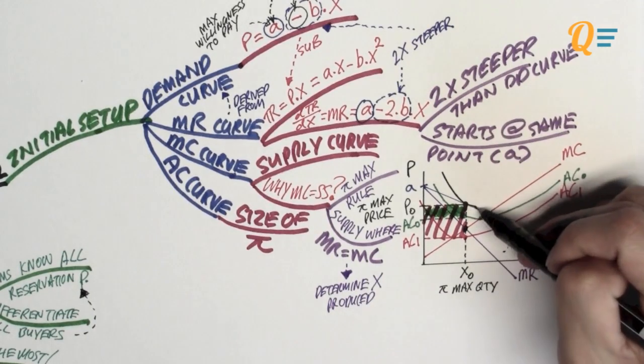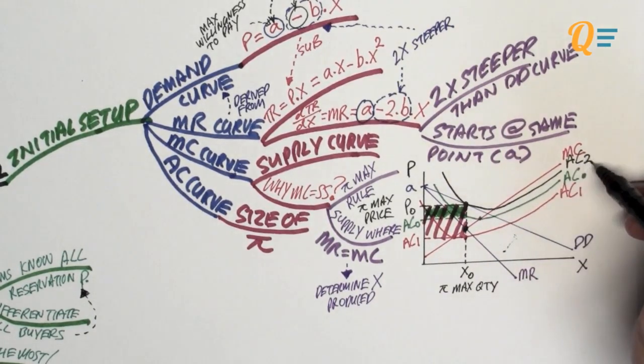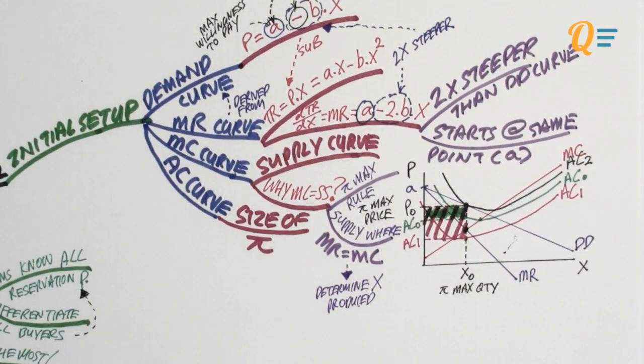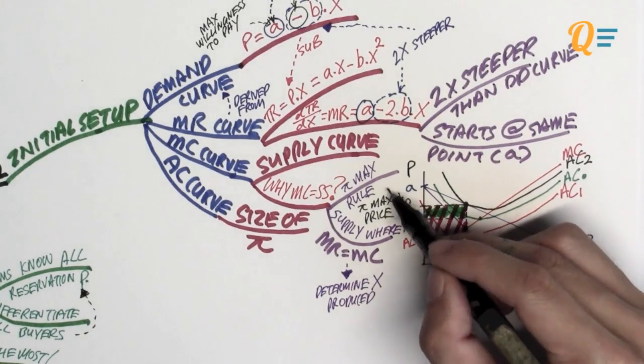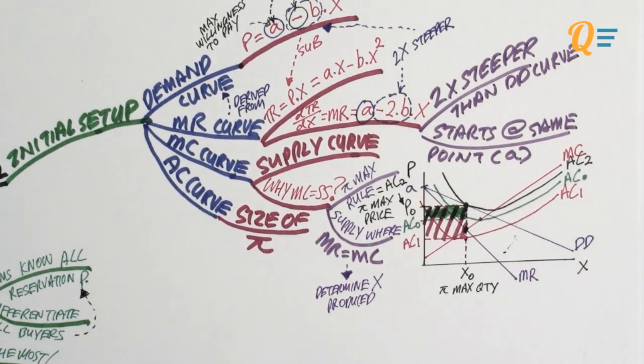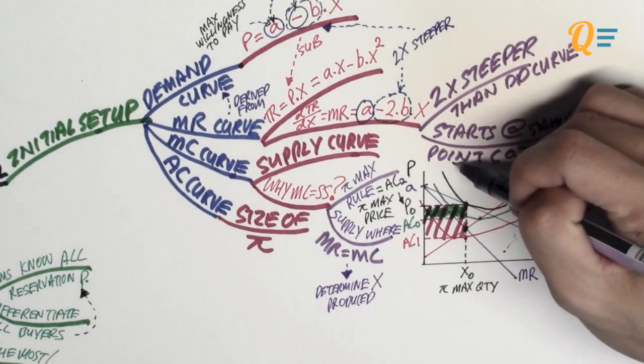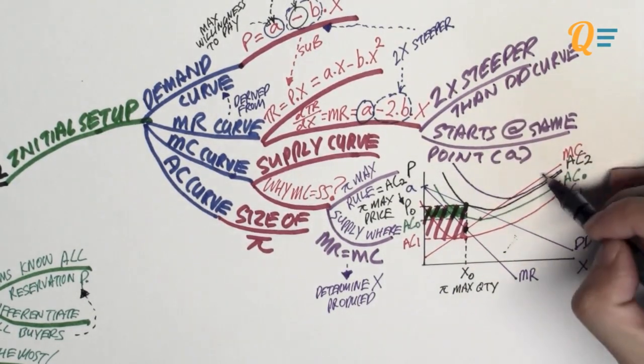What if the average cost curve looks like this? What is the new amount of profits earned? Well, you'll notice that the average cost is also equal to the price. Therefore, you can see that there is actually no profits being made by the monopolist.